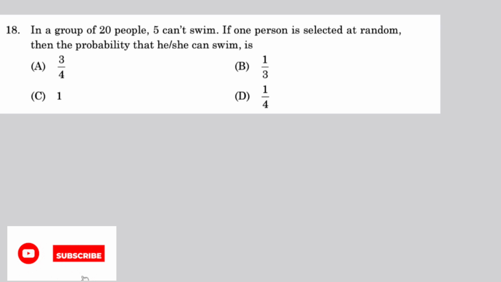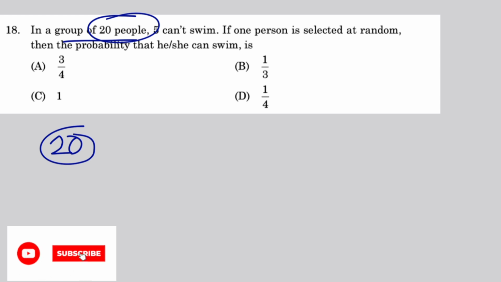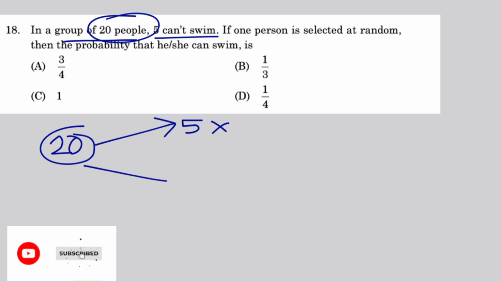Fine. Question number 18. This is the last MCQ question from Section A, and again it is related to probability. In a group of 20 people, 5 can't swim, which means there are 5 people who can't swim. So obviously the other people, who are 15 in number, can swim.